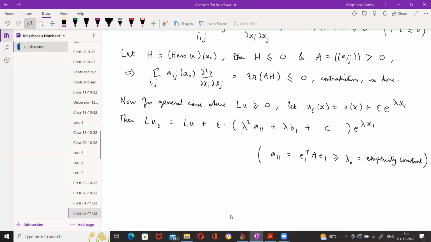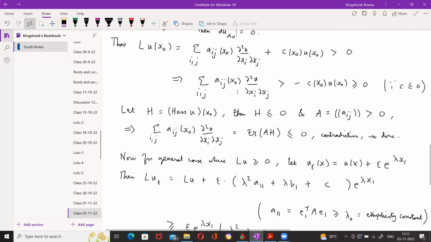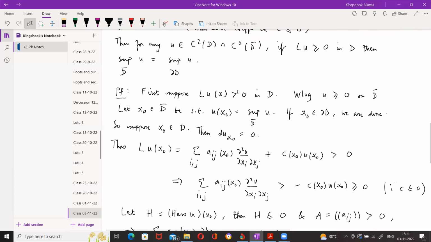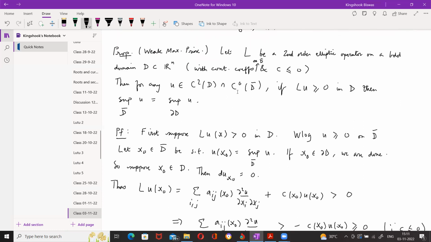Okay, so this LU is greater than or equal to 0, so I ignore this. And I have epsilon e to the lambda x1 times lambda squared into lambda naught, plus B1, which is bounded. I'm just using continuity of the coefficients. So I just need the coefficients to be continuous on the closed domain. That's the hypothesis I need. So with continuous coefficients on D closure, they're bounded in particular.